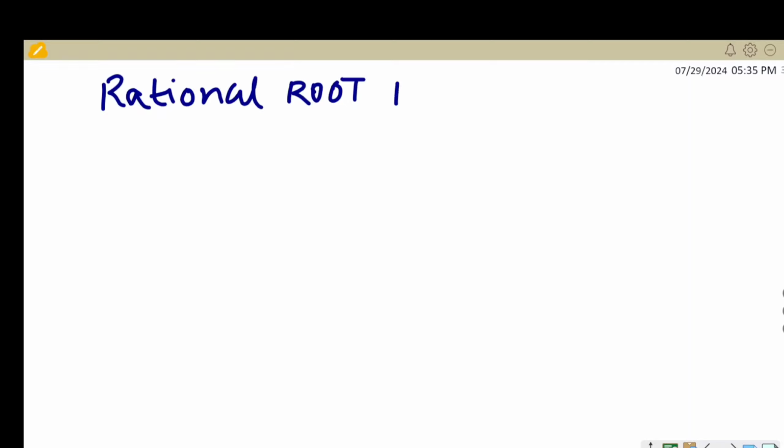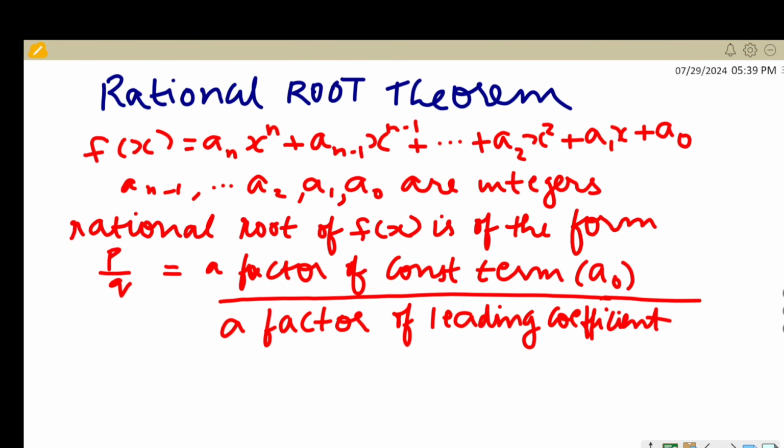A polynomial does not need to have a rational zero. If it has, we can find it using the rational root theorem. The rational root theorem is also known as the rational zero theorem. Let f of x be a polynomial. Coefficients of f of x are integers. A rational root of f of x is of the form p upon q, where p is a factor of the constant term a0, and q is a factor of the leading coefficient an. P upon q is in its simplest form.